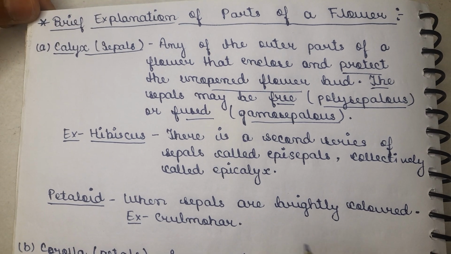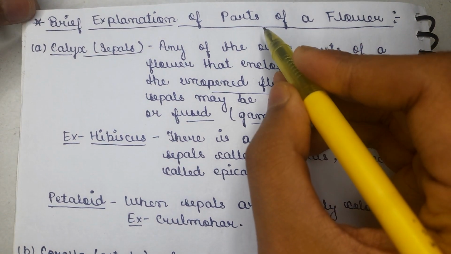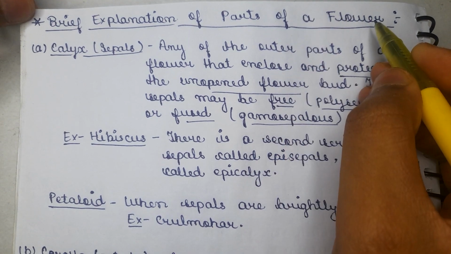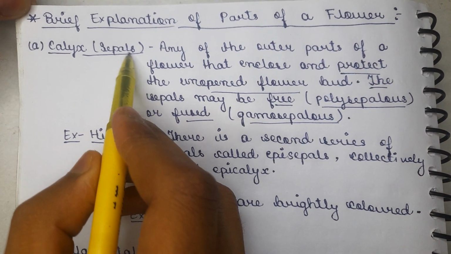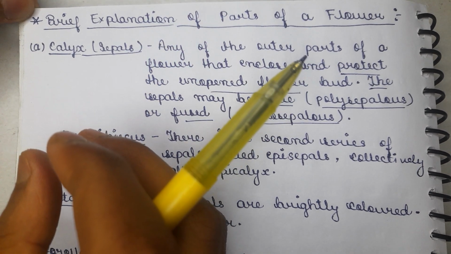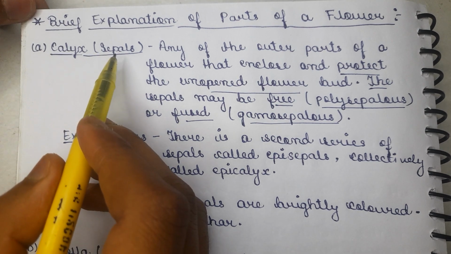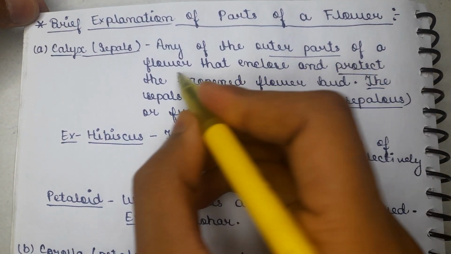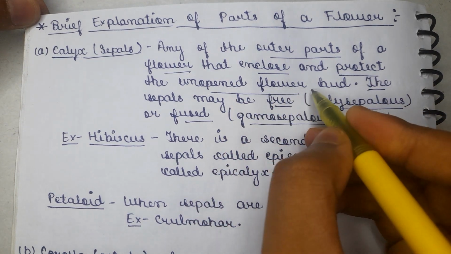Hello everyone, in this video we are going to explain the parts of a flower, that means the four whorls of a flower. The first one, the collection of sepals, is basically called the calyx. This is basically the group of the sepals. These sepals are the outer part of the flower that enclose and protect the unopened flower bud.